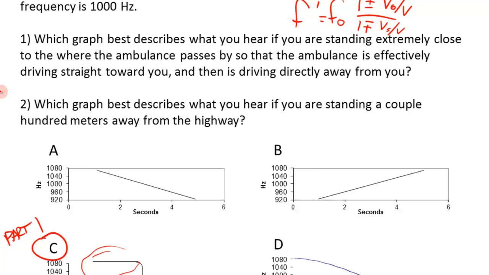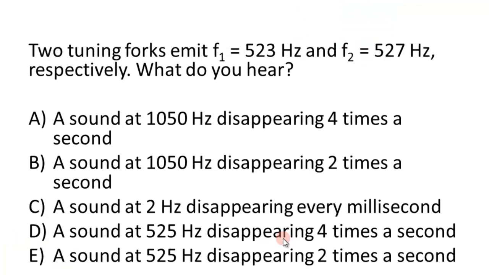As a result, for part 2, you're going to have more of a gentle change from the maximum 1080 down to the minimum 920. It's still going to hit those extreme values, and as it gets further away from you, it's going to effectively become constant. But when it's somewhat nearby, it's more of a gradual change, because not all of the ambulance's velocity is going in your direction. So for part 2, it would be part D, or option D.